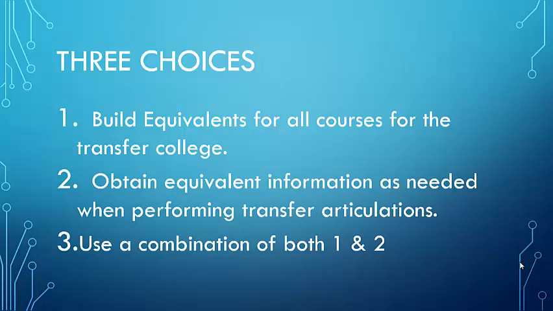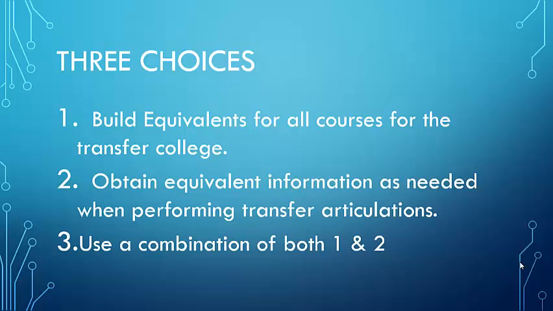Number one, you can build equivalences for all courses for the transfer college, and that just means you're going to get that college's complete catalog and build the equivalences right away. Or you may just pull from Banner what courses y'all have in that college's catalog and build those equivalences. It really depends on what your college wants to do. Some colleges have built the equivalents for all courses for the transfer college for colleges that they get a lot of transfers from.